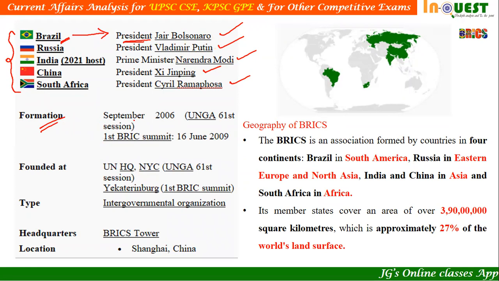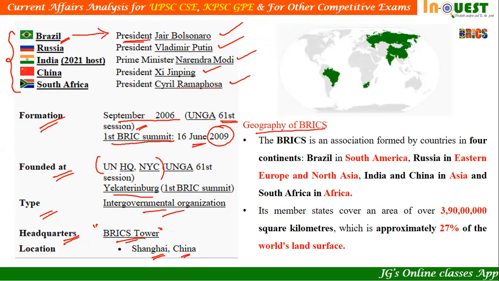And the formation of BRICS happened in the year 2006 in the month of September, and it happened in United Nations General Assembly in the 61st session. And first BRICS summit was held in 2009. It is on 16th June 2009, and it was founded at United Nations headquarters, New York. And first BRICS summit was held in Ekaterinburg, and it is intergovernmental organization. And the headquarters of BRICS is there in Shanghai, China, and name of the headquarters is BRICS Towers.